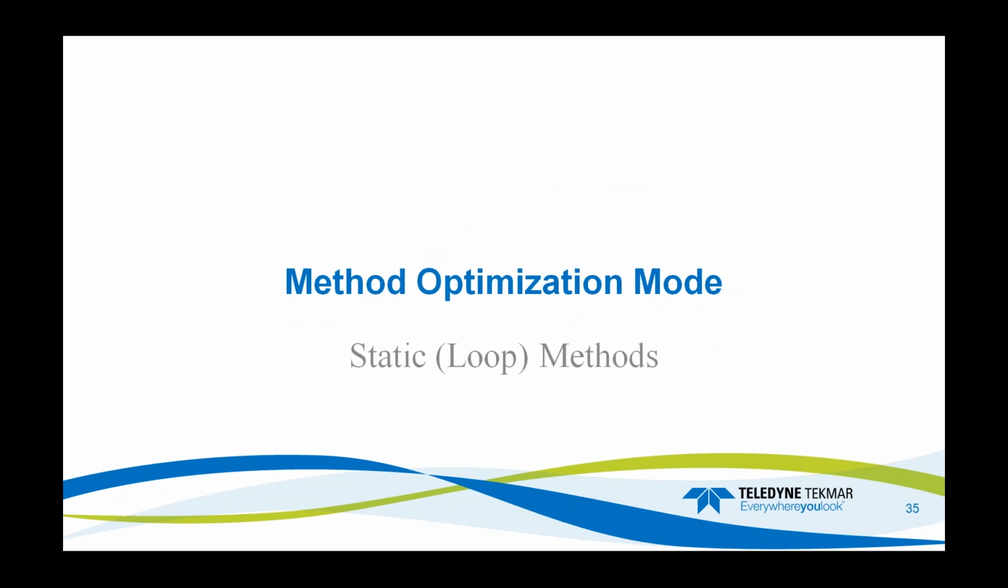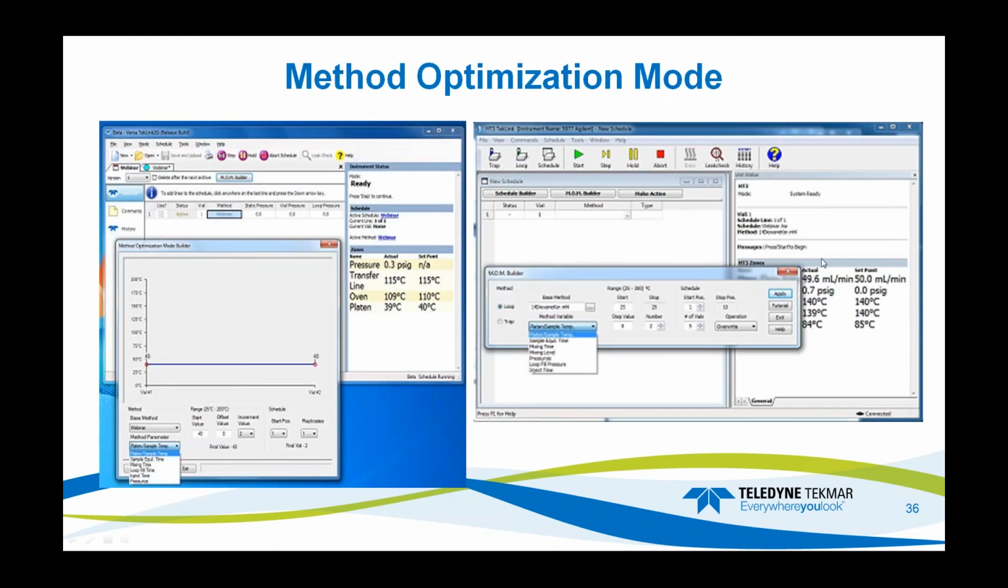I want to go over the method optimization mode. This is an opportunity when you're developing a method to create a more rugged method. With the static loop methods, both the Versa and the HT3 software have the opportunity to do that. What you do is you open a schedule, and up here at the top of both of them, you'll see what's called the MOM Builder. When you click on the MOM Builder, it'll open up a second window. With the Versa, it has a graphical interface to it. With the HT3, there is no graphics because this is an older software version.